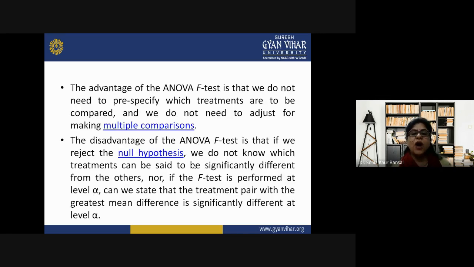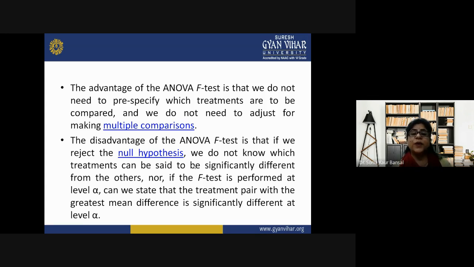Now students, let's see the advantage of the ANOVA test: we do not need to pre-specify which treatments are to be compared, and we do not need to adjust for making multiple comparisons. So the simple advantage of the F-test is that we do not need to specify beforehand that, okay, treatment number 1 is best for the patients, and number 2, number 3, number 4. Or you can give different codings X, Y, Z, or A, B, C, that these treatments are not good.